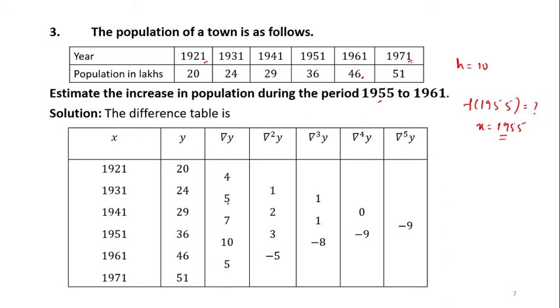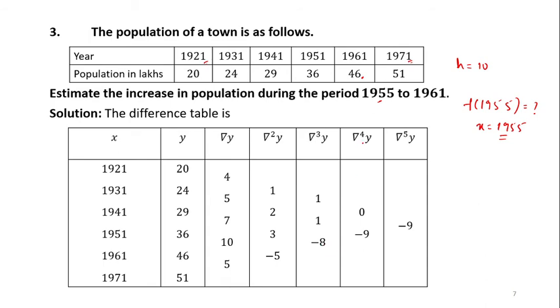7 minus 5 is 2. 10 minus 7 is 3. 5 minus 10 is minus 5. The values of del cube y are 2 minus 1 is 1, 3 minus 2 is 1, minus 5 minus 3 is minus 8.